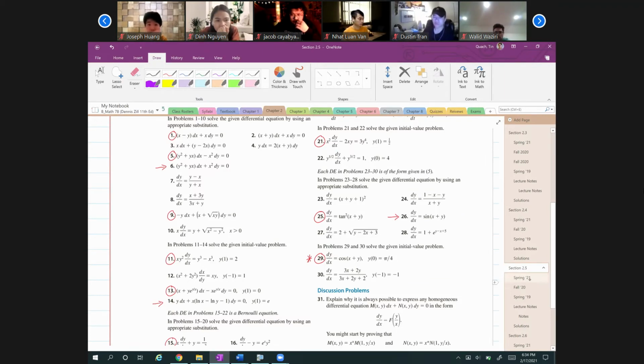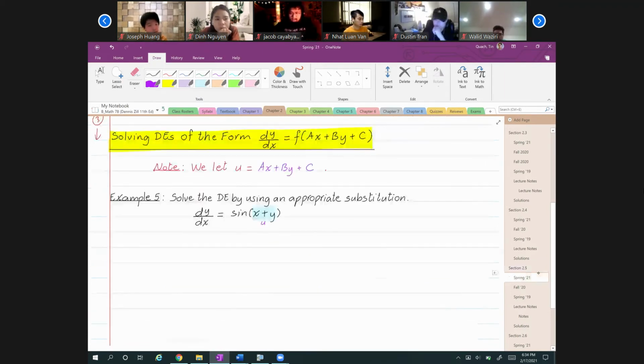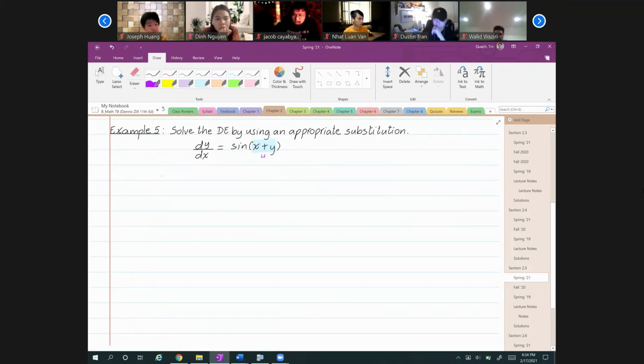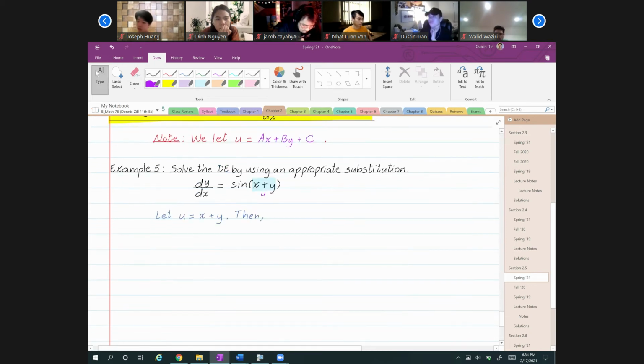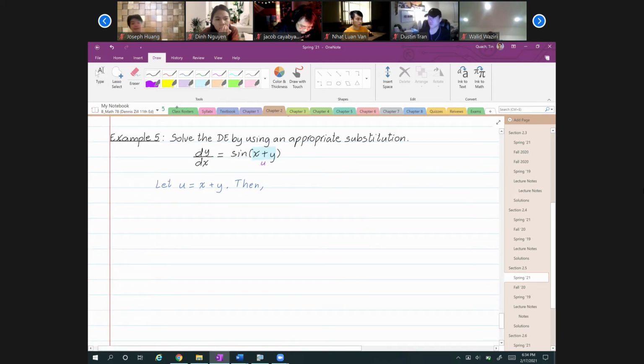Okay. All right. So in this case, you're going to let u be x plus y. So let's do that and see what happens. If u is equal to x plus y, then basically you want to turn this differential equation into a differential equation of u and x only. So no more y. Once you know what u is, y is equal to u minus x, and you get your explicit solution.